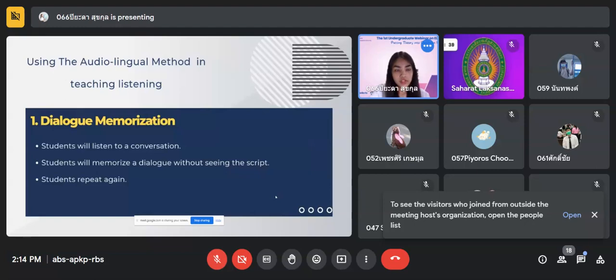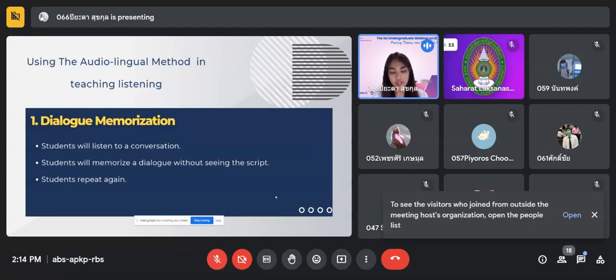And these are drills. I said that many drills are associated with the audio-lingual method, and I picked some of the drills that are important, step by step, in teaching listening. The first one I will go through is dialogue memorization. What is dialogue memorization? Well, students have to listen to a conversation.